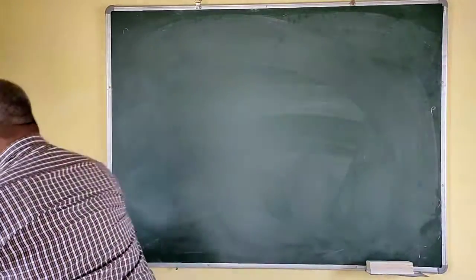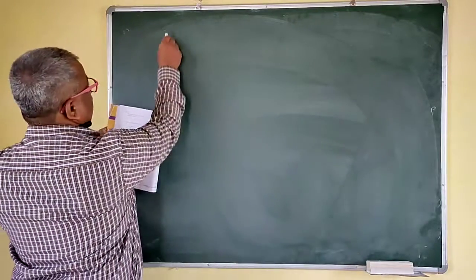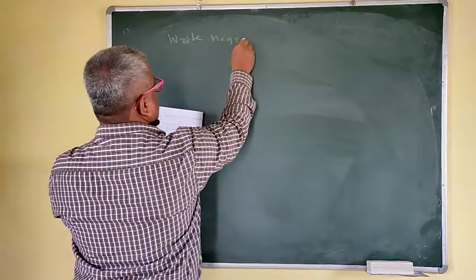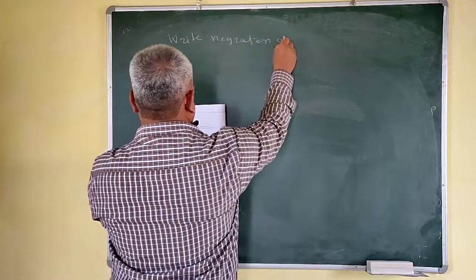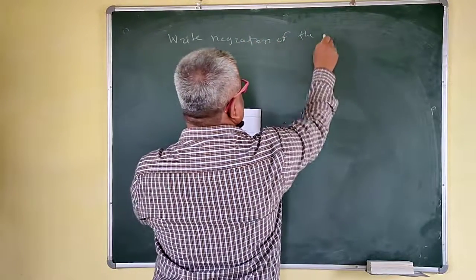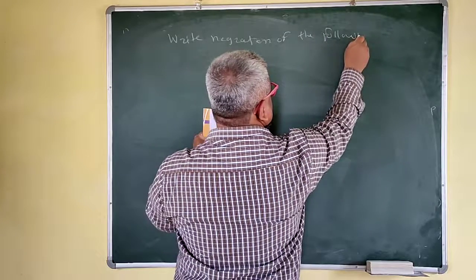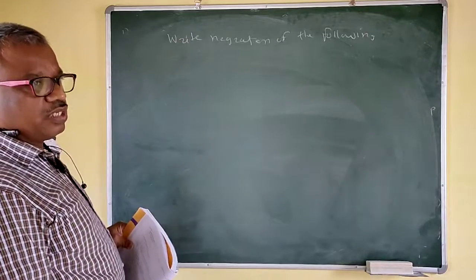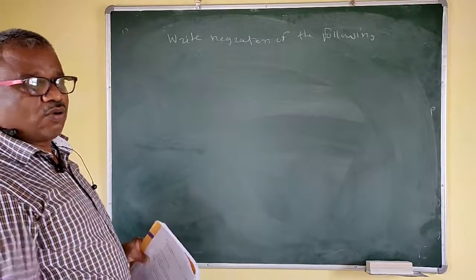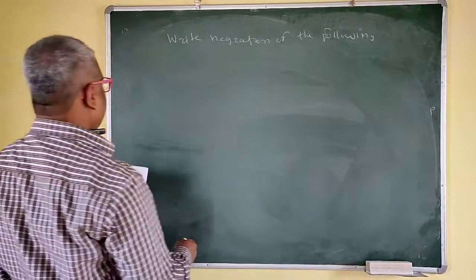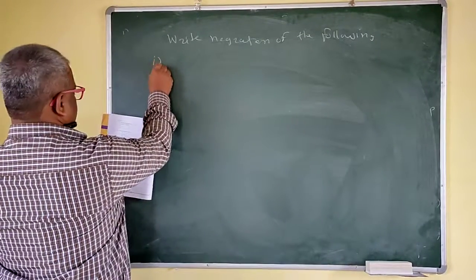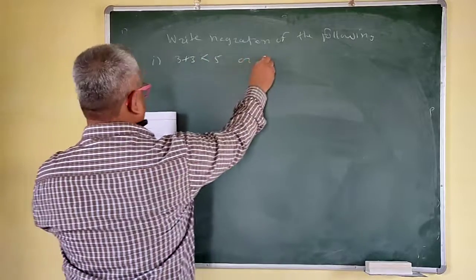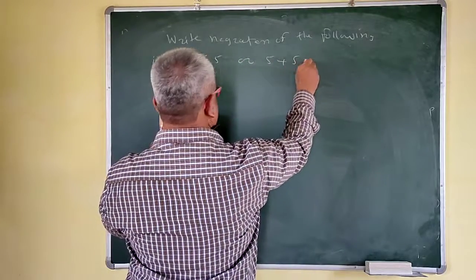Okay, so we take problems on negation. Negation of the following. Now in English, what are we doing? You are making a negation without changing the meaning. Here you have to make a negative word, or exactly the opposite word. So first: 3 plus 3 less than 5, or 5 plus 5 is equal to 9.